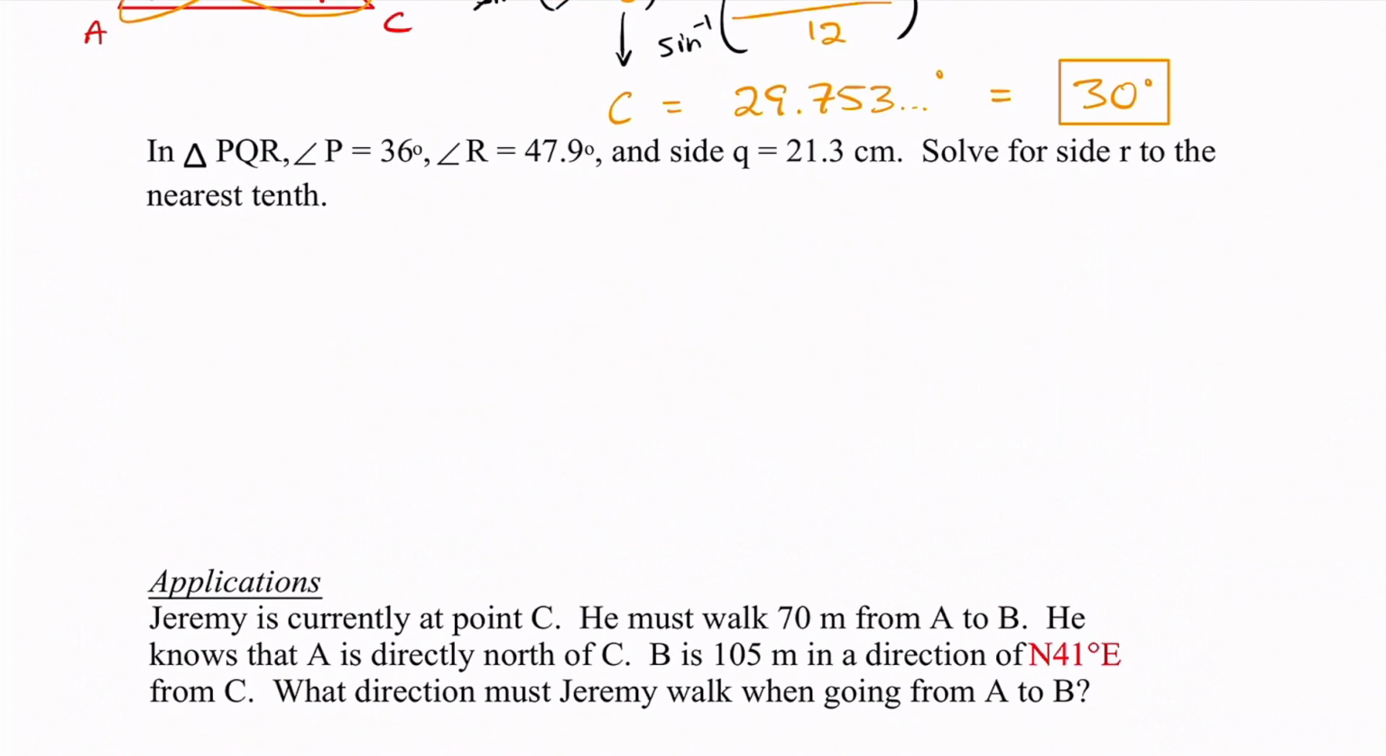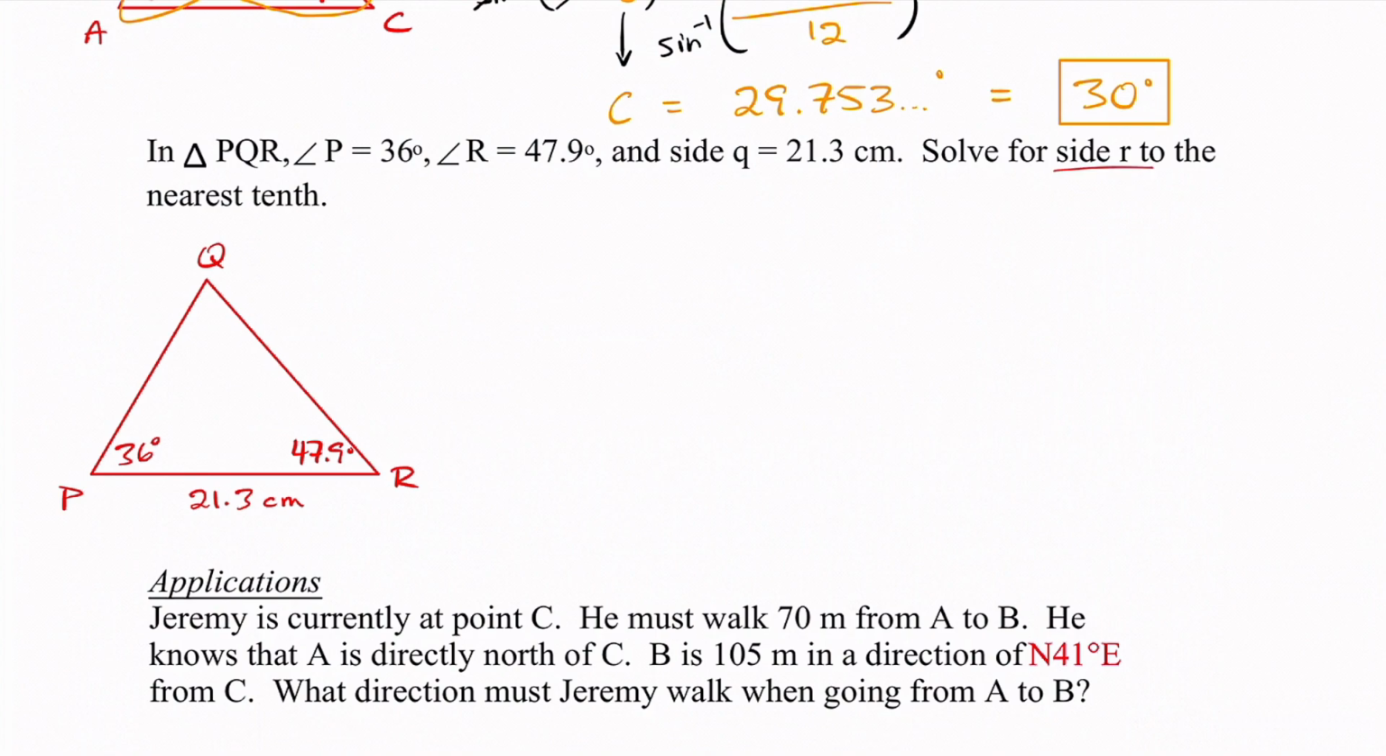So again, we're not given a triangle, so I'm going to start by drawing a triangle, and it's called PQR. So I'm going to label mine PQR. And it said angle P is 36, so we'll put 36 in there. Angle R is 47.9 degrees. And side Q, which is across from angle Q, is 21.3 centimeters. And then it said solve for side R to the nearest tenth. So we're finding this side right here, side R, across from angle R.